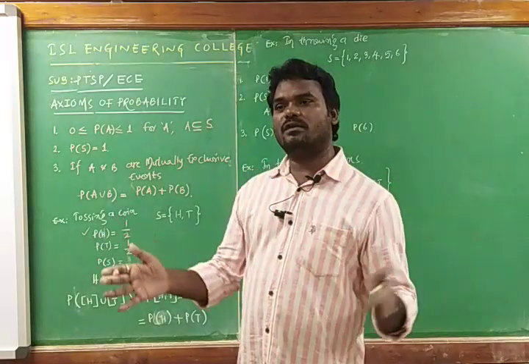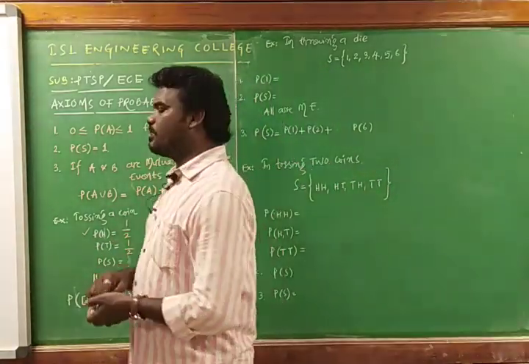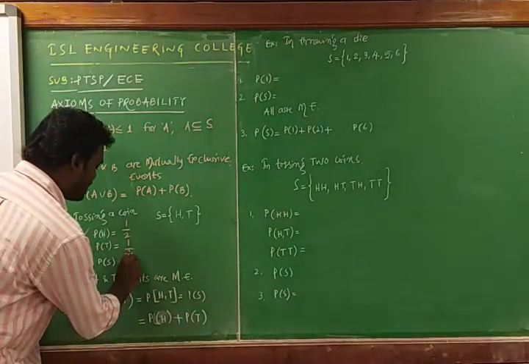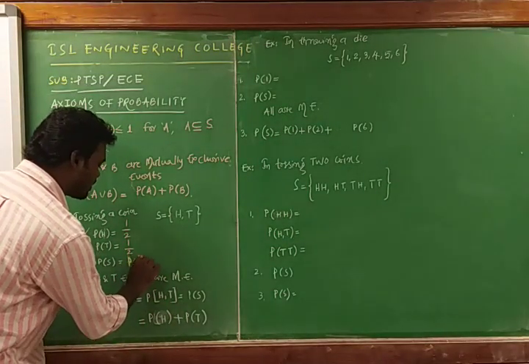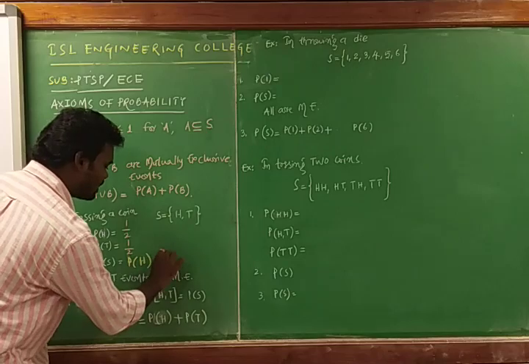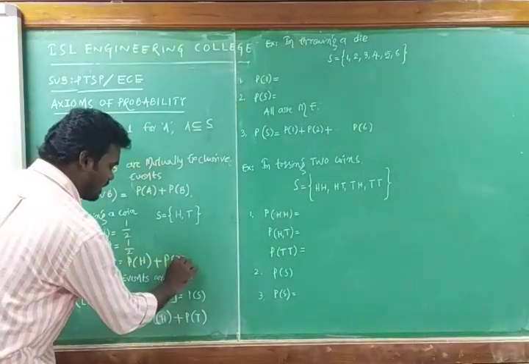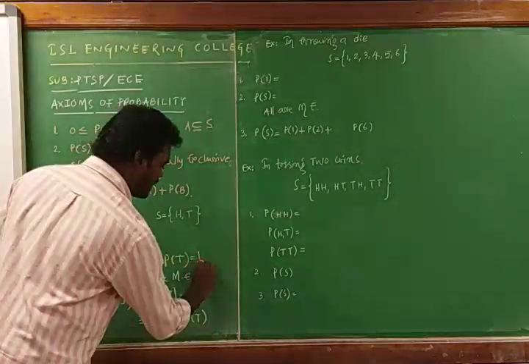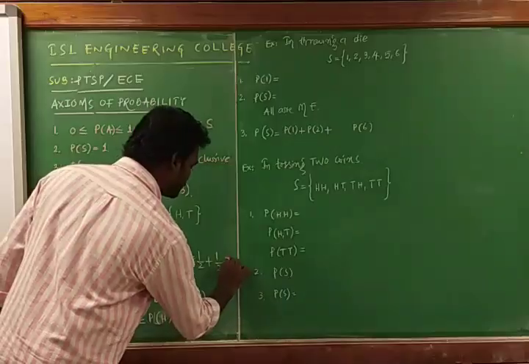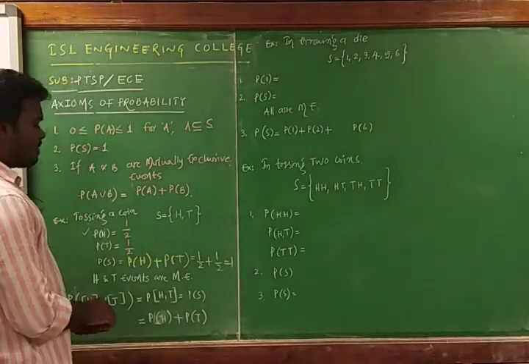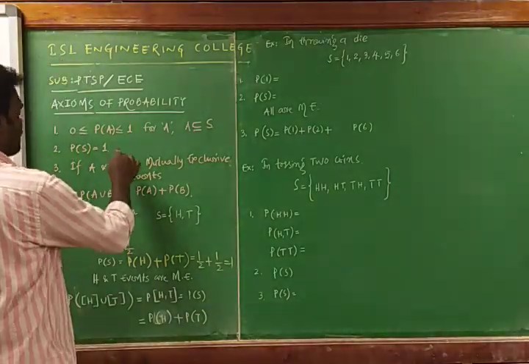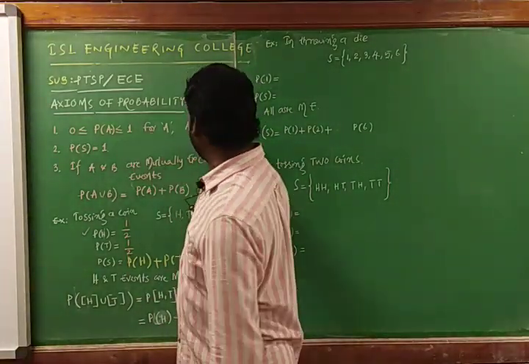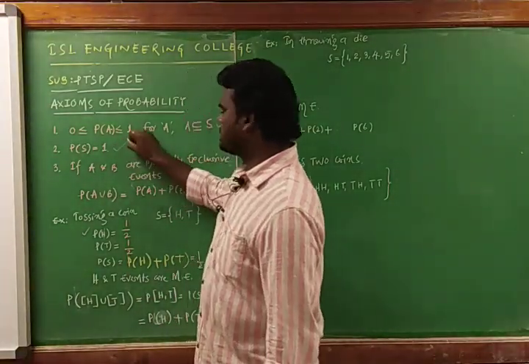Probability of S is nothing but the summation of probability of all the events. You can go with this formula: probability of S is equal to probability of head plus probability of tail, that is 1 by 2 plus 1 by 2, which is equal to 1. That means the probability of the sample space is 1. The first condition is satisfied and the second condition is satisfied.